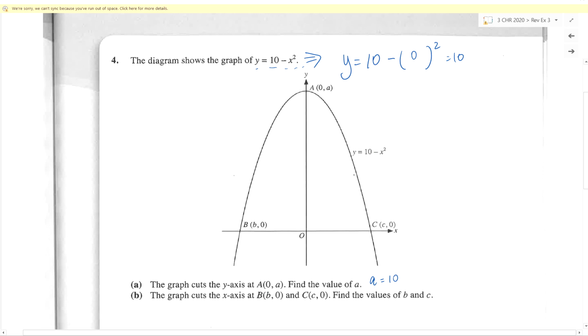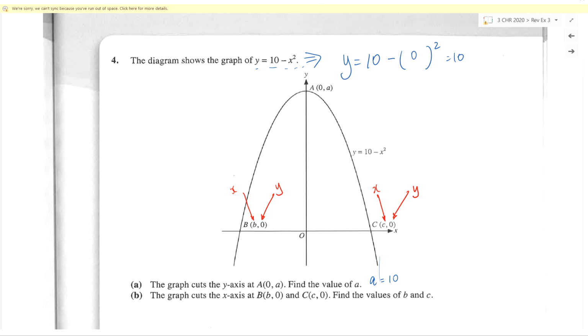Now in part B, it cuts the x-axis at B and at C. Find the values of B and C. Same approach. This is the x and this is the y value. This is x and this is y. We see that in both cases, the y value is equal to 0.